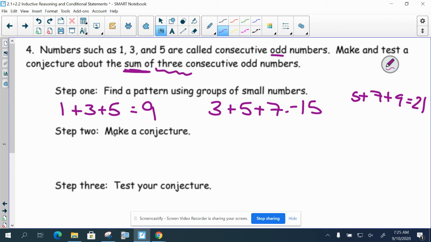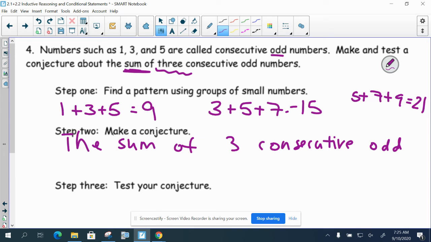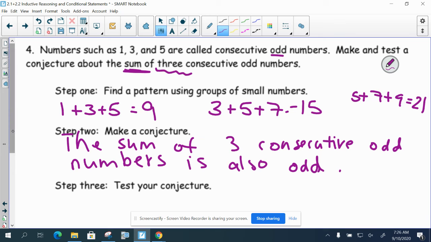Anyways, so let's make a conjecture based on our observations. There are lots of different things you could say here, but one thing that's for sure is that the sum of 3 consecutive odd numbers is also odd. And think, if you add 3 consecutive even numbers, the sum would also be even.